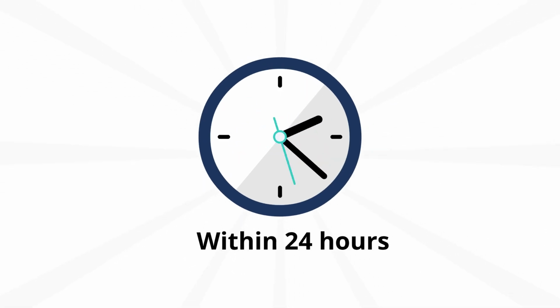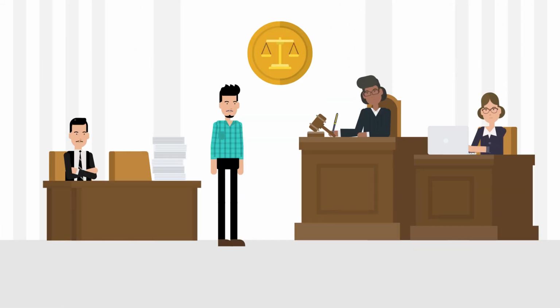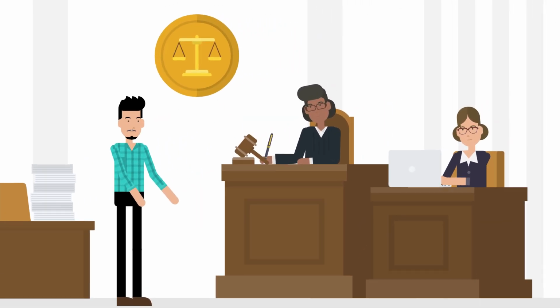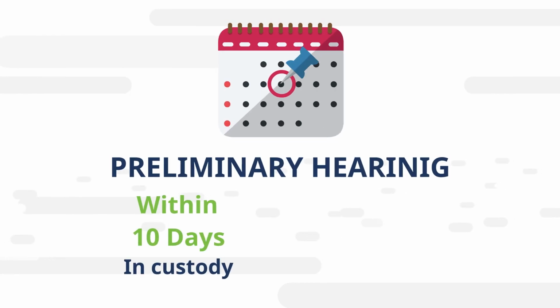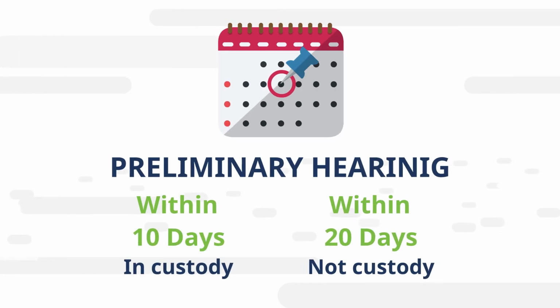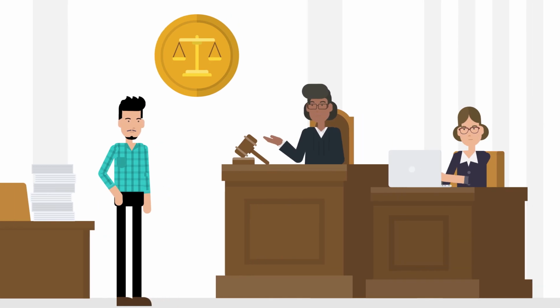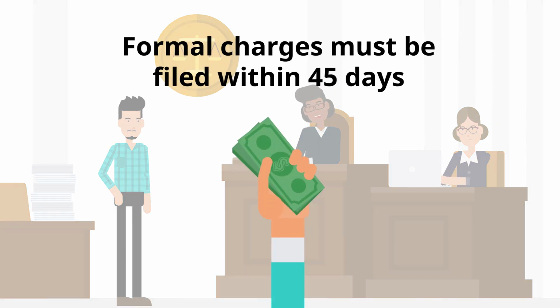Within 24 hours of your arrest, you'll need to attend an initial appearance to enter a plea of guilty or not guilty. Next, a preliminary hearing will be scheduled within 10 days if you're in custody, or 20 days if you're not. This hearing determines if there's probable cause for the charges. Formal charges must be filed within 45 days, or the case could be dismissed.